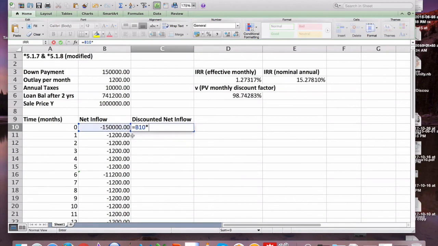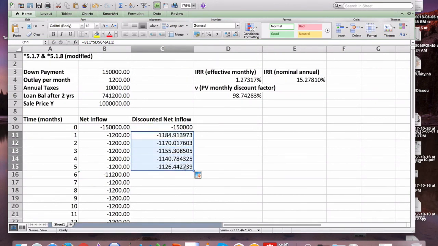I want to keep the B10 without dollar signs because I want to copy and paste that down to become B11, B12, B13, etc. But the V in cell D6, I want to stay fixed, so there I use dollar signs. Raise it to the A10 power. Do not fix that one. I want that to get updated to a first, second, third, fourth power, etc. So I got the coefficients of the polynomial function from earlier in the video times the various powers of V. When I raise V to the 0 power, I get 1, so this is negative 150,000, but as I raise V to higher powers, I get smaller numbers. These numbers get closer to 0.